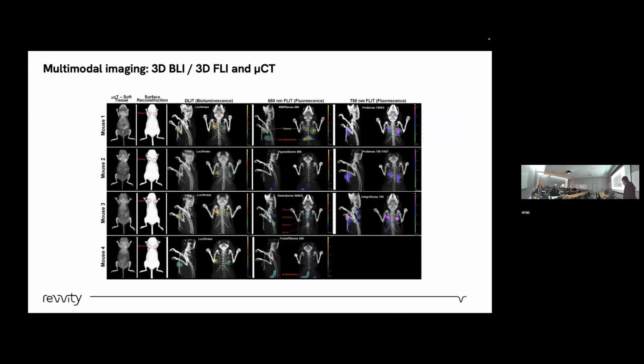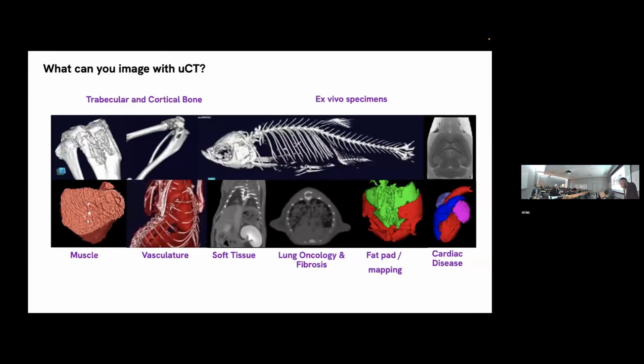Multimodal imaging can take different aspects, as I said earlier to you. Micro-CT only by itself, surface reconstruction after the optical, but it can take bioluminescence, and you see in this panel the bioluminescence aspect with different luciferase probes that are available, or FLIT as a fluorescence that you can have, and this can become more and more sophisticated as we move forward. What can you image with the micro-CT?